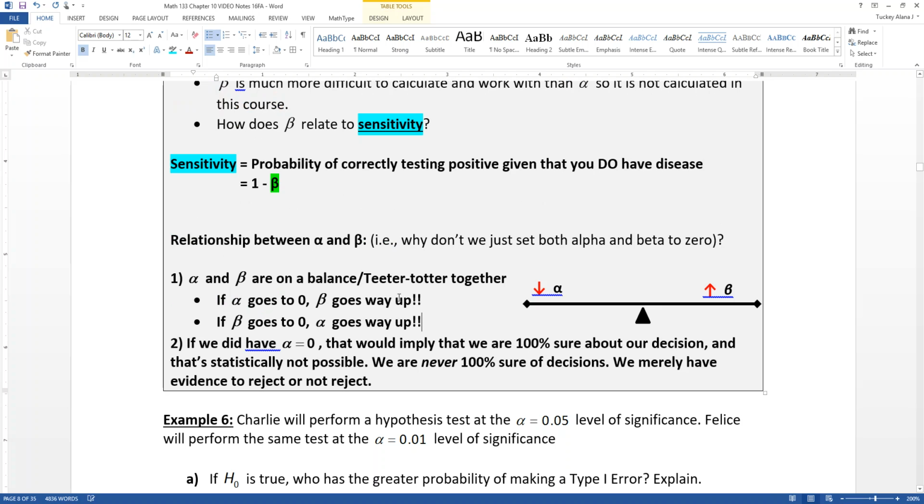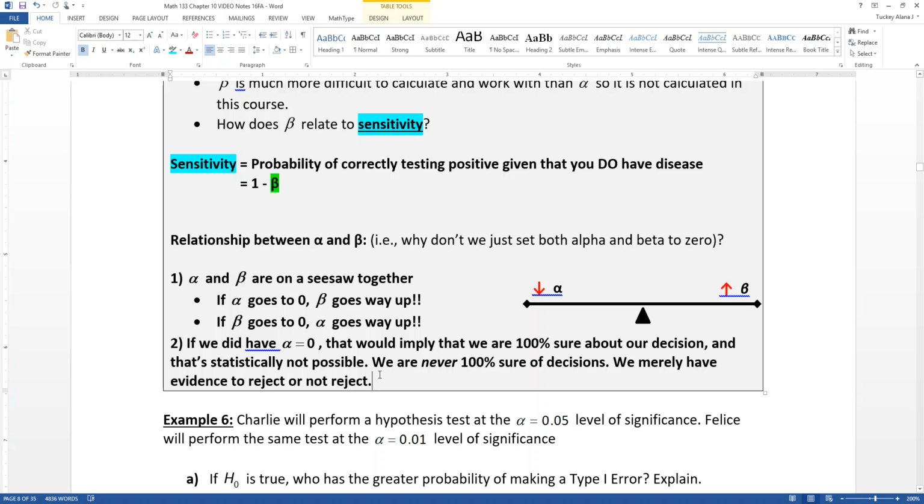So I've drawn a little diagram for you to be able to see this. Alpha and beta are on a teeter-totter together. They're on a seesaw together, a level, a balance. So when one goes up, if alpha was to go down, beta would go up. Now, it wouldn't necessarily go to 100% because, of course, you still can make correct decisions, but it will increase beta, and vice versa. If beta goes down, then alpha will go way up. Neither one of those is a good thing. You don't want your false positives and false negatives to go out of control.